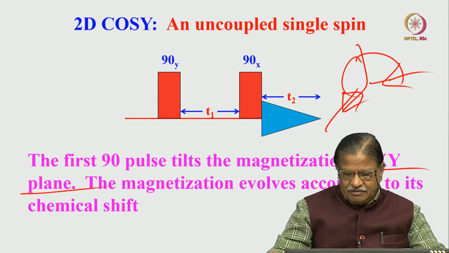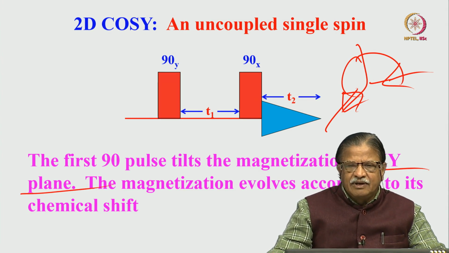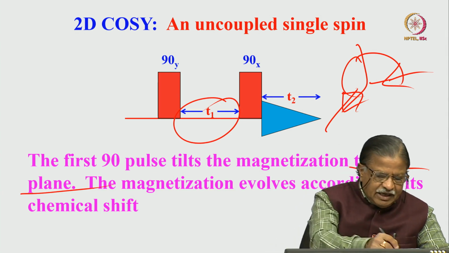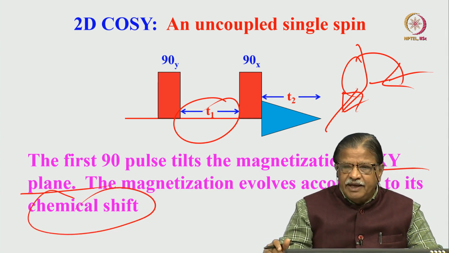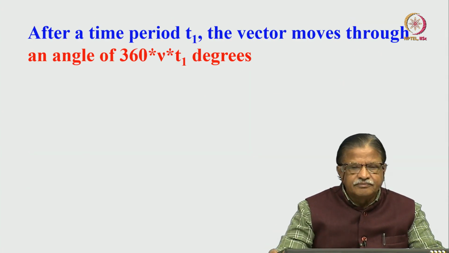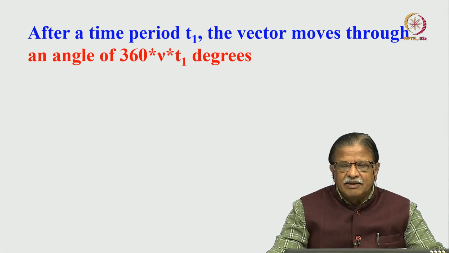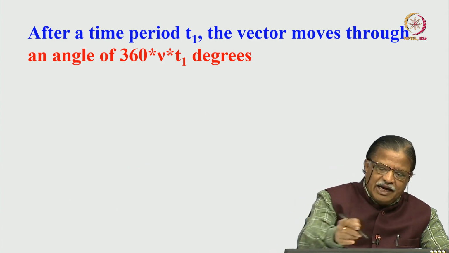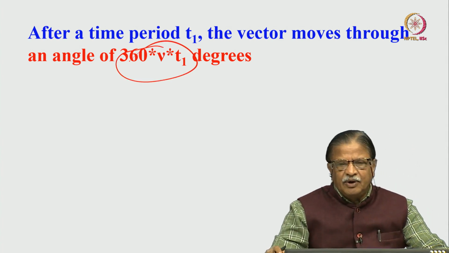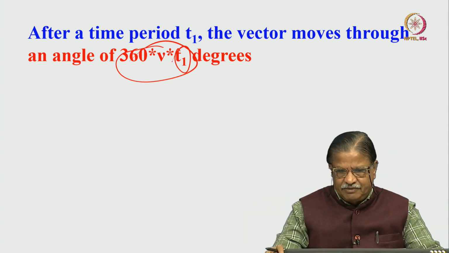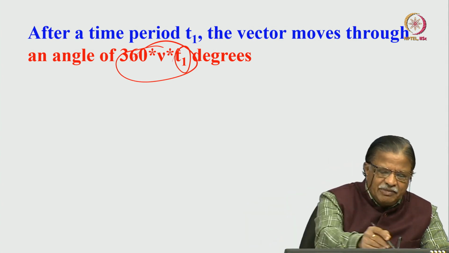What will happen afterwards? The magnetization starts evolving during this time. This is a free precession time, during which it evolves according to its chemical shift. Because there is no coupling here, it is a single spin, so it has to evolve according to its chemical shift. After a time period t, this proton would have moved some distance. The vector has moved some distance. That we have already been discussing. It goes by pi into nu into t1. t1 is the time you allow for the spins to precess in the xy plane, and how much it has moved is given by this expression.